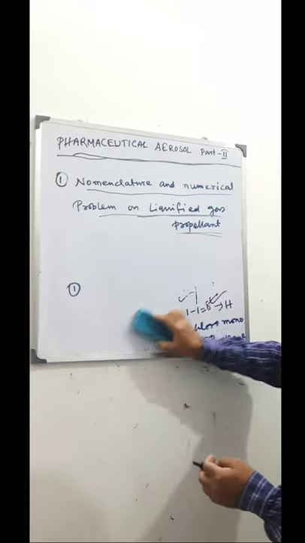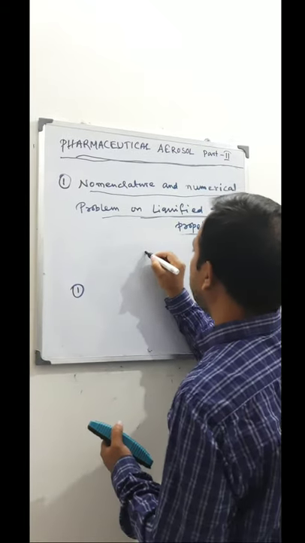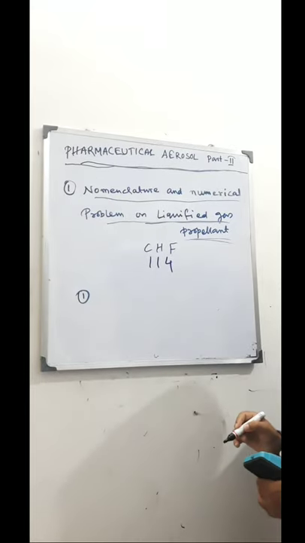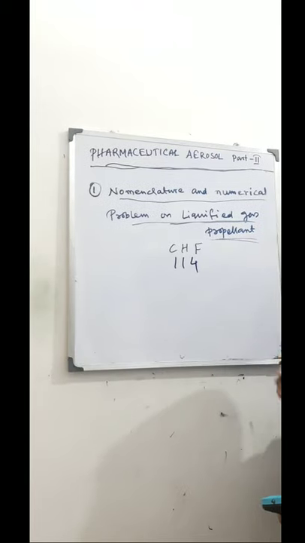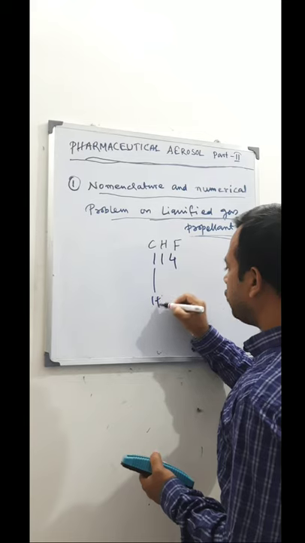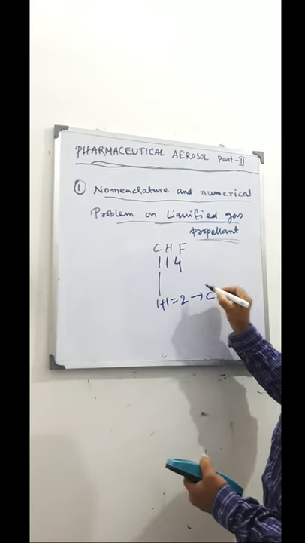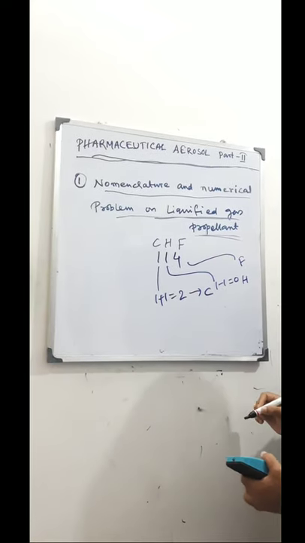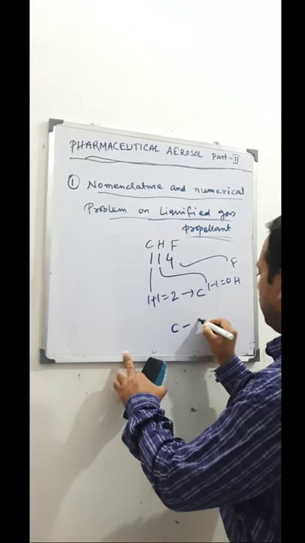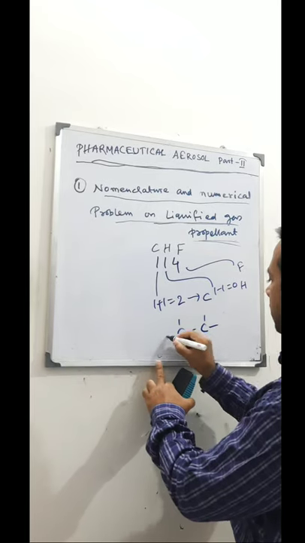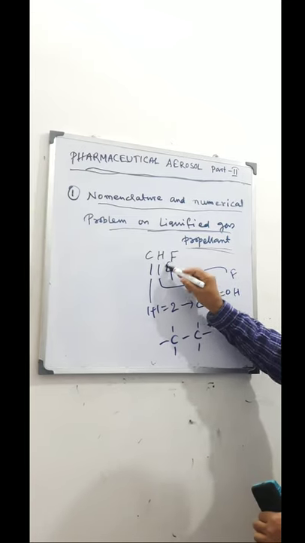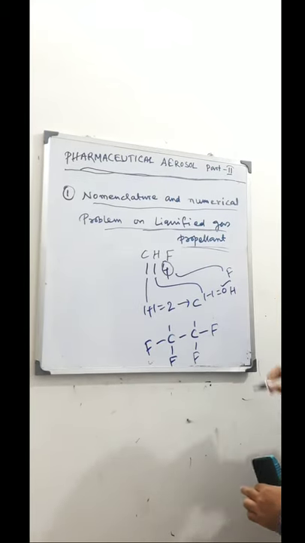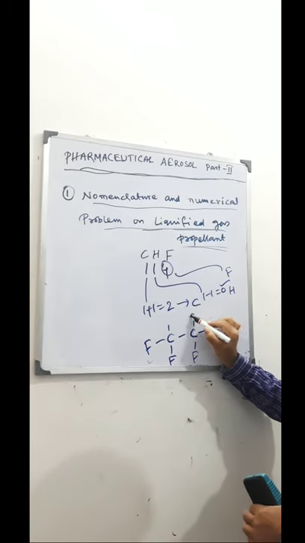In a similar manner, we can convert the propellant number 114 into its chemical name. The first place is carbon, second is hydrogen, third is fluorine. According to the rule of nomenclature of liquefied gas propellants, the first digit, that is 1, plus 1 represents the number of carbon. The second digit minus 1 represents the number of hydrogen, and the third digit represents the number of fluorine. Therefore, zero hydrogen is there in this structure. Two carbon is there. It has 6 valences. Now, it is clear that four fluorine is there. Hydrogen number is 0. Therefore, the two remaining places will be replaced with chlorine atoms.